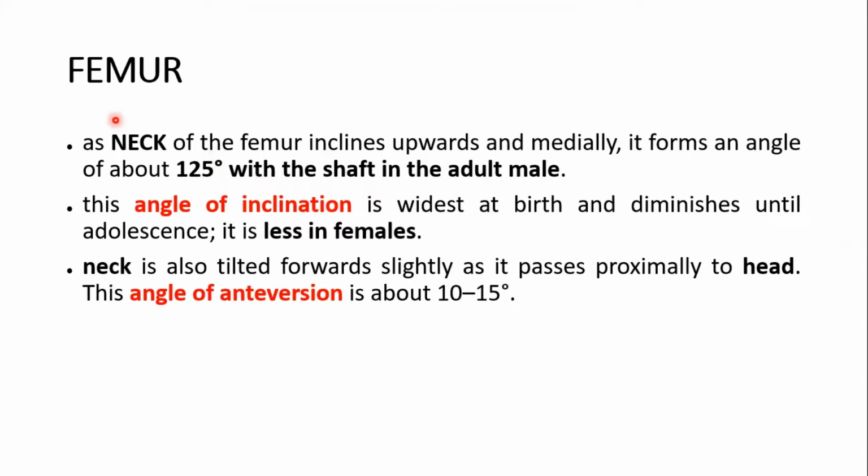So let's talk about the neck of the femur. As the neck of the femur inclines upwards and medially, it forms an angle of about 125 degrees with the shaft in the adult male. This angle of inclination is widest at birth and diminishes until adolescence. It is less in females. Neck is also tilted forwards slightly as it passes proximally to head. This angle of anteversion is about 10 to 15 degrees. So two angles: angle of inclination and angle of anteversion.